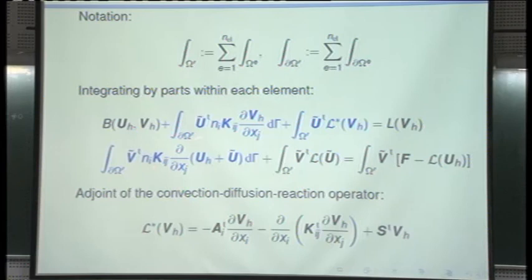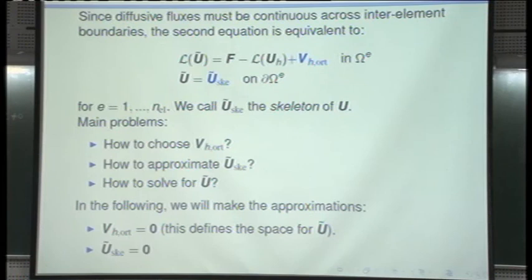So that term has to vanish, exactly. So this is exactly zero. Okay? That term is exactly zero. That's what it says here. The diffusive fluxes must be continuous across inter-element boundaries, the second equation.